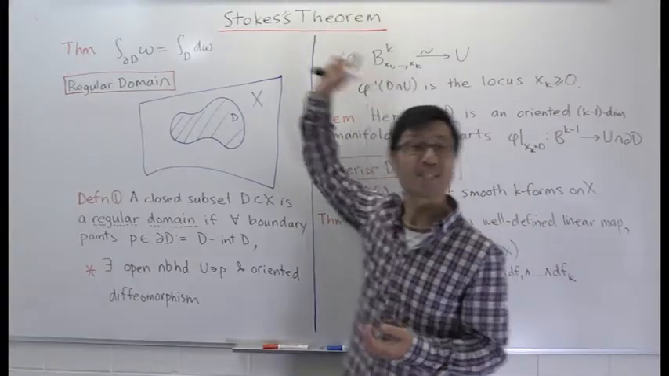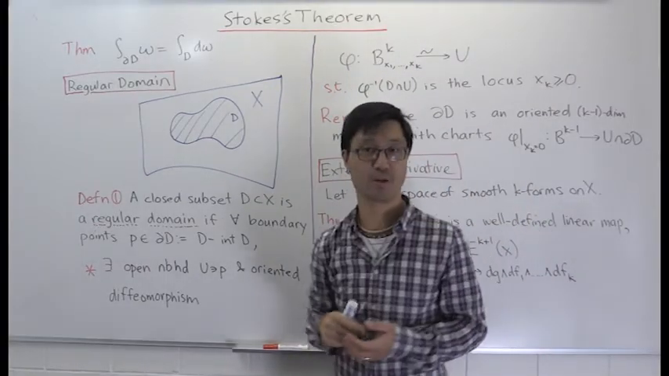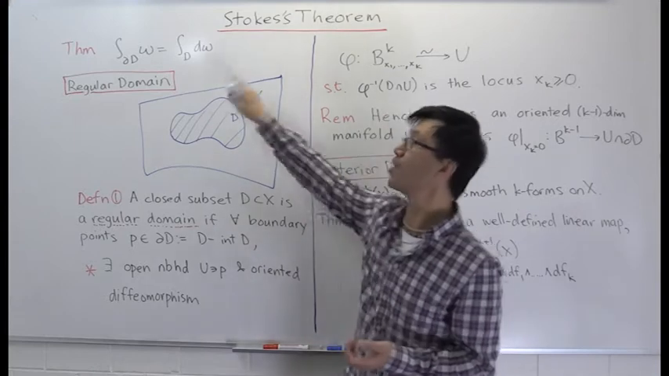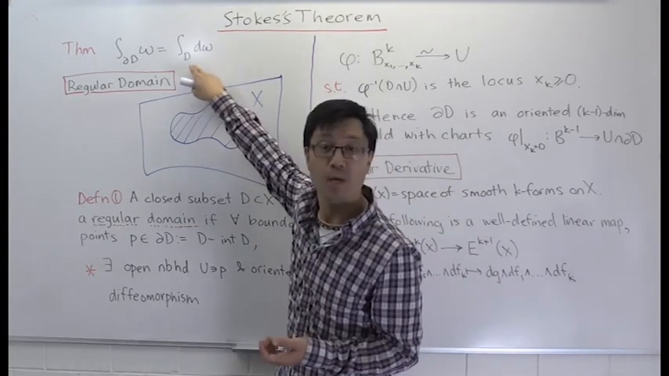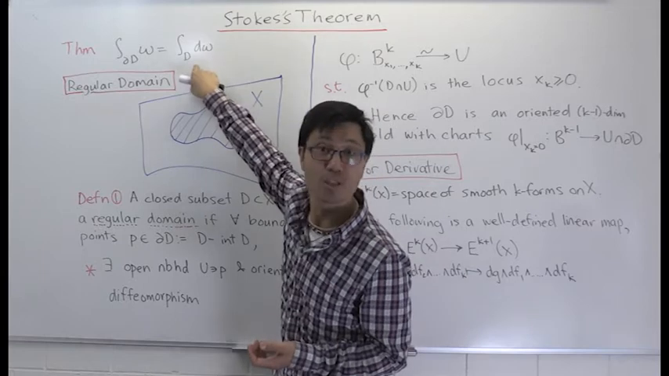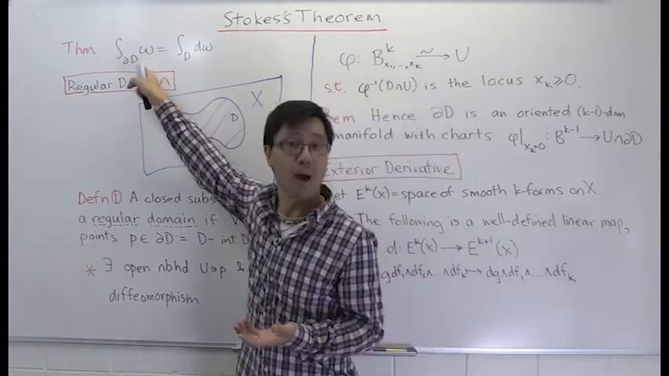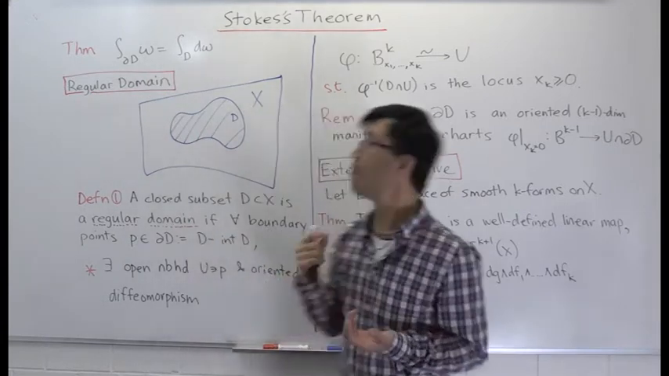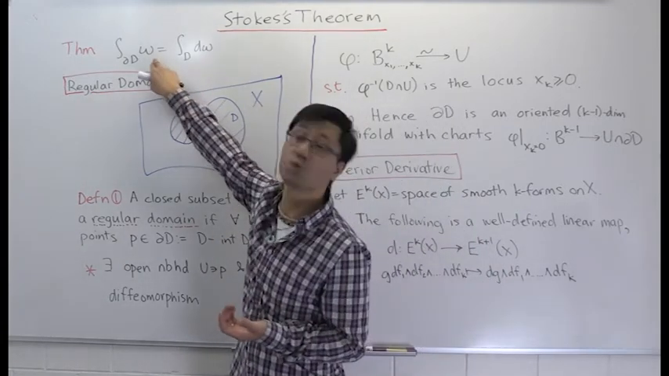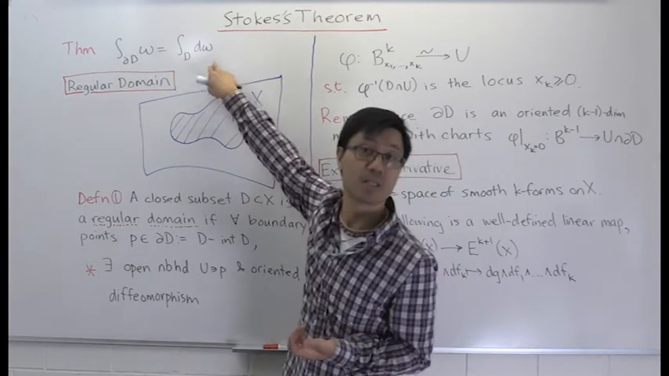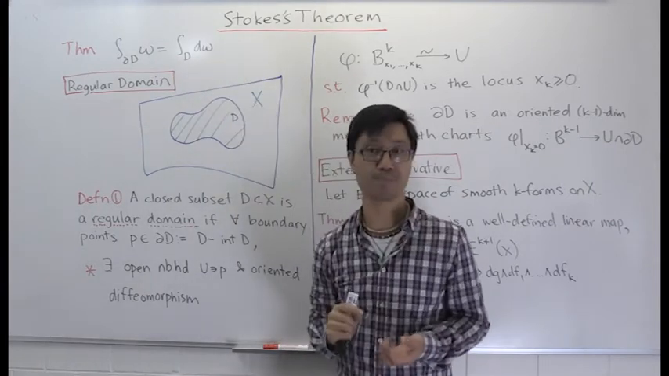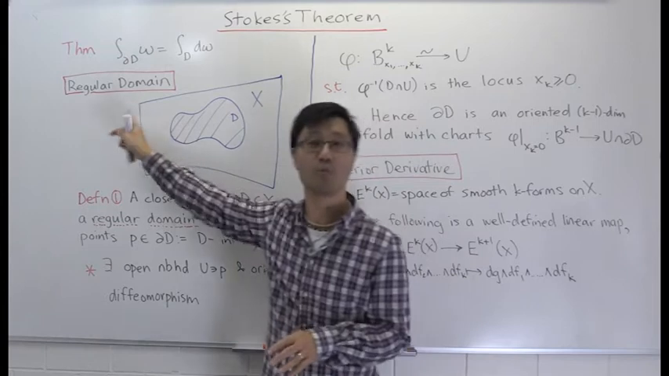Okay, so to make sense of the formula in Stokes' theorem here, we need to define firstly the region that we're integrating, so that's going to be a regular domain, so we have to define what it means to be a regular domain. Also, what is the boundary of such a regular domain? And finally, given a k-1 form omega, what is this k form d omega? Okay, so let's start with the notion of a regular domain.